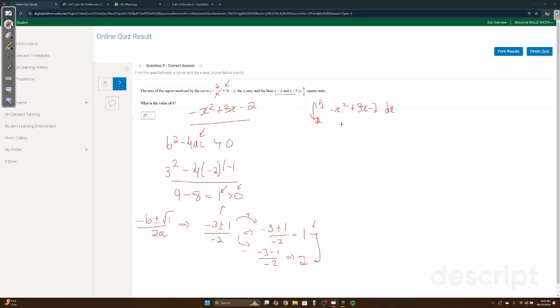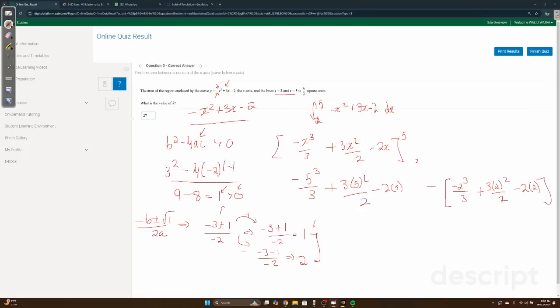So, integrate this. Minus x squared becomes minus x cubed over 3, plus 3x squared over 2, minus 2x. And our bounds are 2 and 5. So let's start with 5: minus 5 cubed over 3 plus 3 times 5 squared over 2 minus 2 times 5, minus, 2: minus 2 cubed over 3 plus 3 times 2 squared over 2 minus 2 times 2.